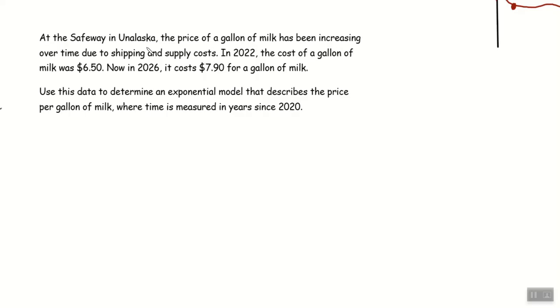So, in Safeway in Alaska, the price of a gallon of milk has been increasing over time. In 2022, the cost for a gallon of milk was $6.50. In 2026, it costs $7.90. Use the data to determine the exponential model, an equation that describes the price per gallon of milk where time is measured since the year 2020. So 2020 is when t equals 0.